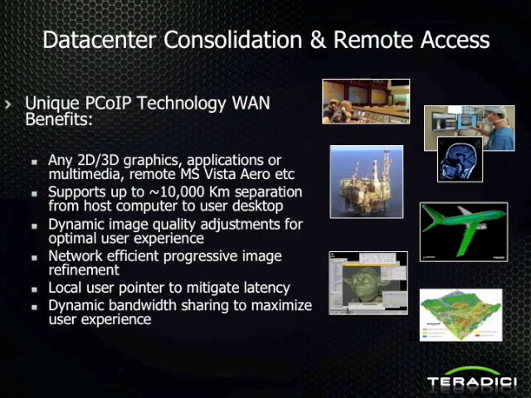Key technology features that enable the support for any 2D or 3D graphics in any application over very long distances include dynamic image quality adjustments that give the best user experience for a given network, progressive image refinement that's progressively building an image to an exact copy of the source, local pointer to mitigate the effects of latency, as well as dynamic bandwidth sharing across multiple users to maximize the user experience for a given network bandwidth.